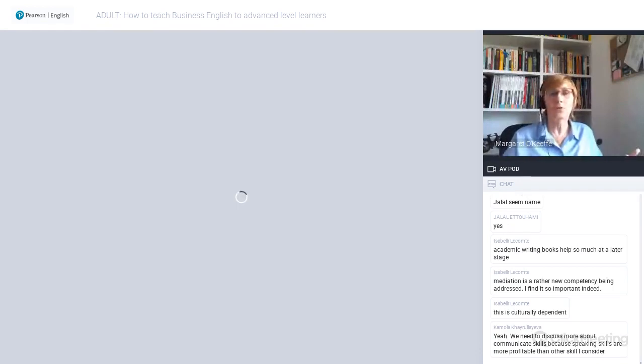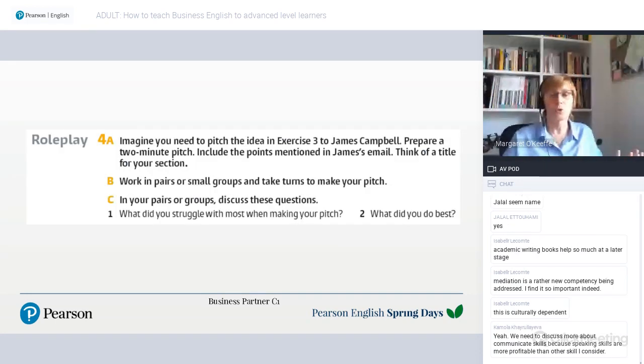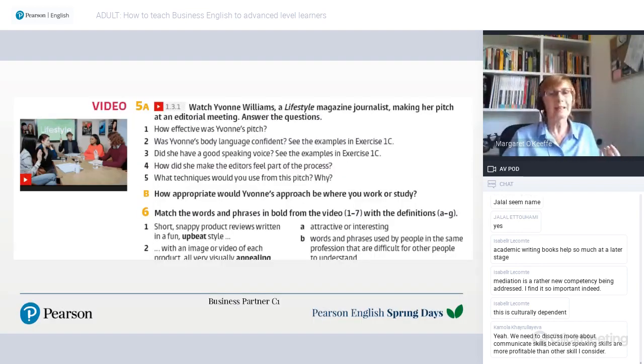But then they get on to the task, which obviously, as we said, was pitching their ideas, practicing with each other, and then saying what they found most difficult about that task and what they think they did best. A little reflection on their own practice there. What they get next then is a dramatized video where they're going to see somebody doing exactly what they've done. So they've kind of done it themselves, and then they're going to watch somebody else doing it.